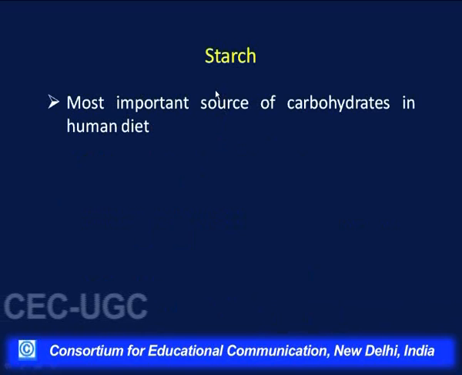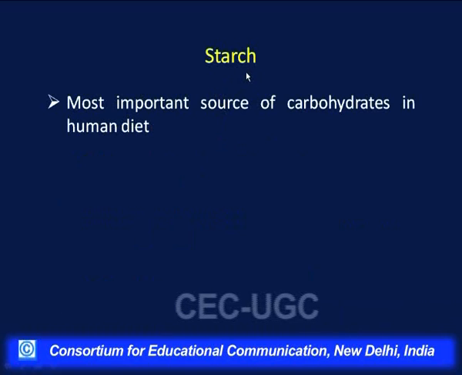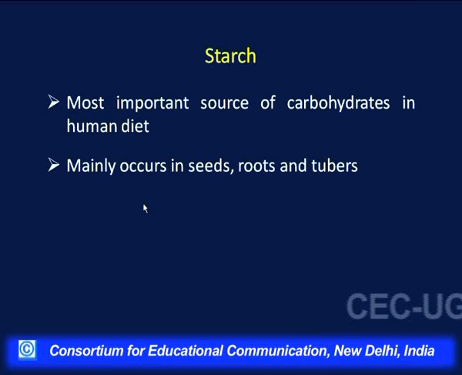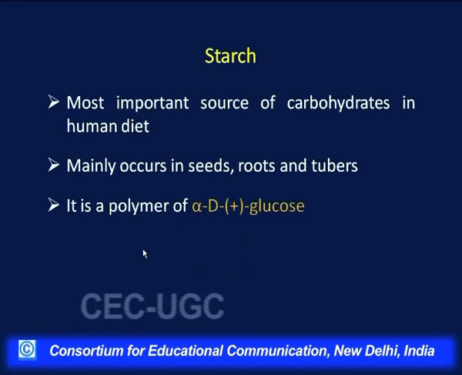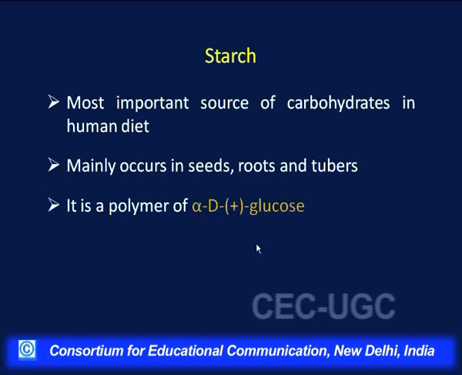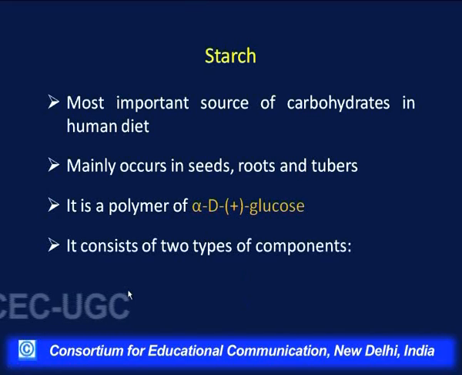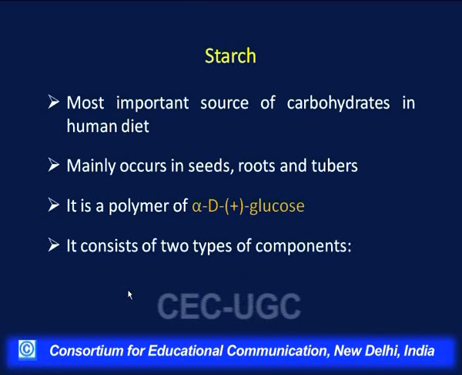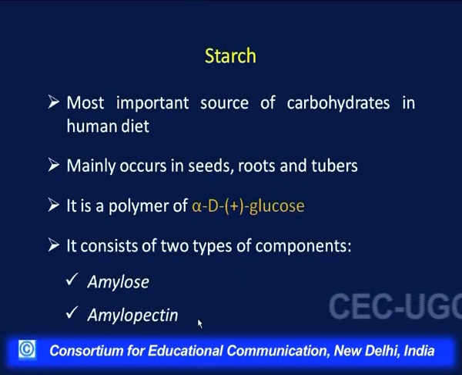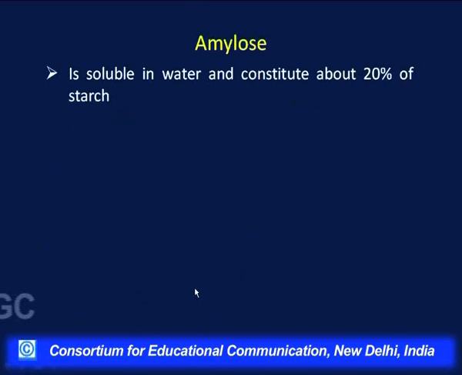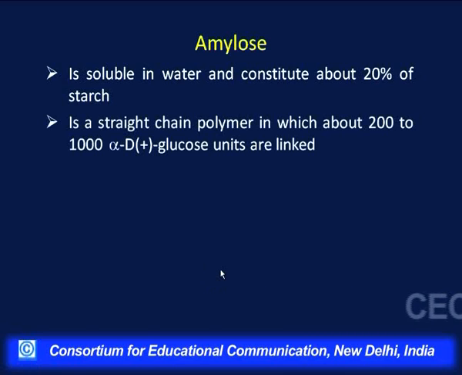The most common polysaccharide which we use as our food is starch. It occurs mainly in seeds, roots, and tubers from plants. It is a polymer of alpha D plus glucose. I mean, all starch contains only D plus glucose molecules and with the alpha linkage only. It consists of two types of components, called amylose and amylopectin. Amylose is about 20% of the starch from most sources, and it is a water soluble constituent, whereas amylopectin forms about 80% and it is water insoluble.